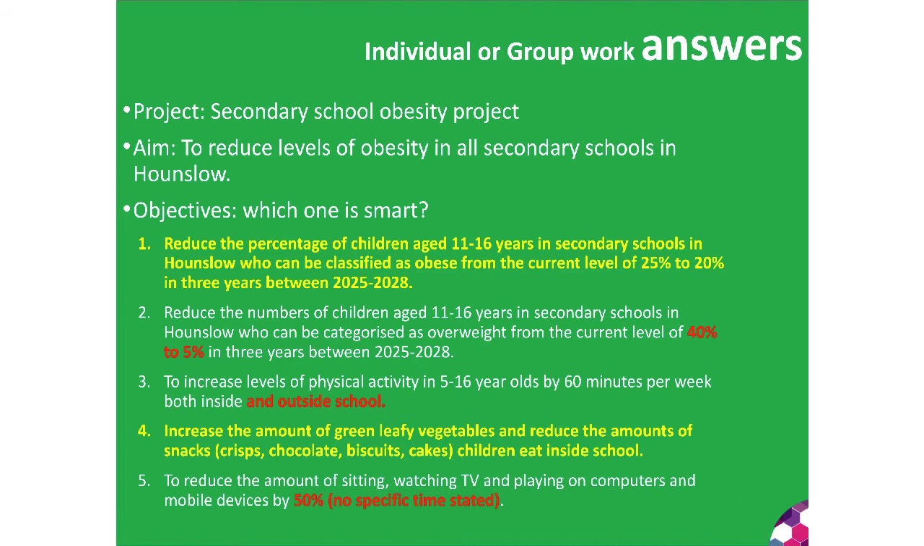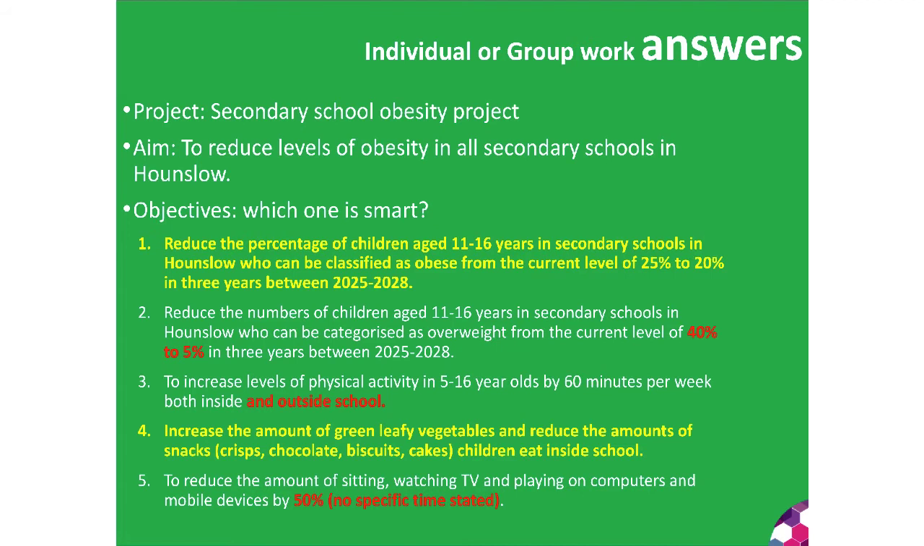Because it's inside school, we could increase the amount of salads and other vegetable options in the canteen and reduce the sale and the bringing in of crisps, chocolates, biscuits and cakes by children, either in the lunchbox or in the tuck shop or buying it from outside and bringing it to school. So we could try that inside of school. But outside of school, of course, children could still go outside. We're talking about 11 to 16-year-olds, so they can go out at lunchtime, and so they could eat crisps and chocolates and biscuits and chips and other things outside of school.